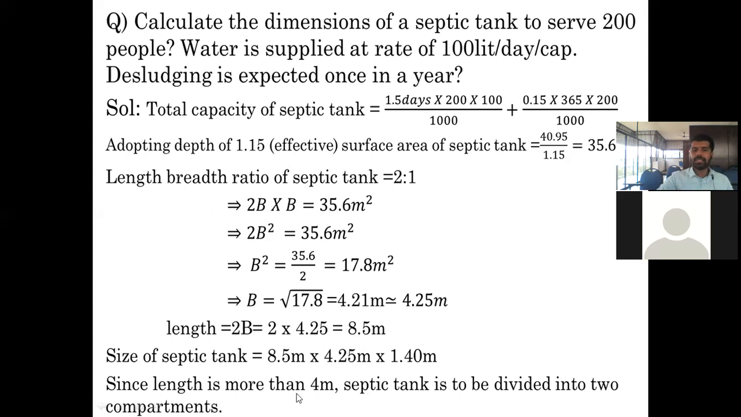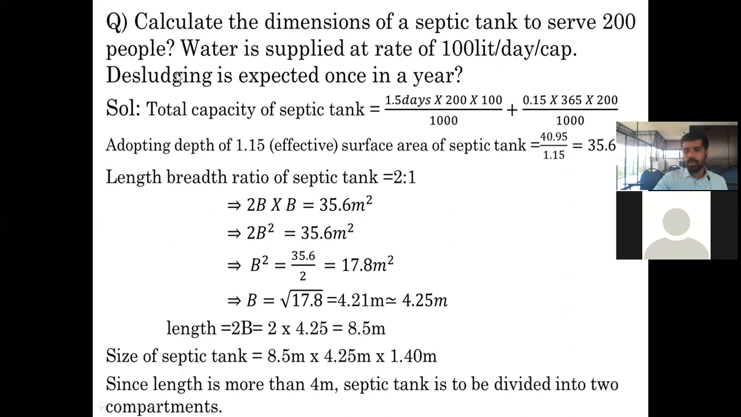Since the length is more than 4 meter, the septic tank is divided into 2 compartments. So you have to divide it into 2 compartments since the length is more than 4 meter. How you got this 1.4 is, you have to add 30 centimeter or 0.25 centimeter. Here they have added 0.25 centimeter. That's why they got 1.4. So the actual height should be 1.45, because minimum there should be 30 centimeter freeboard.